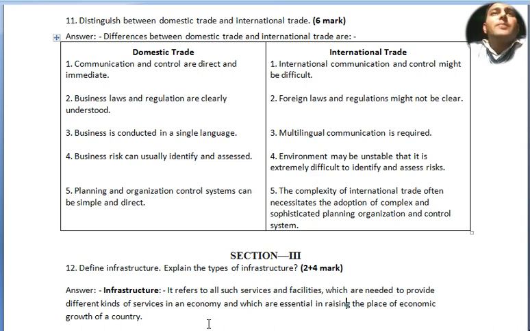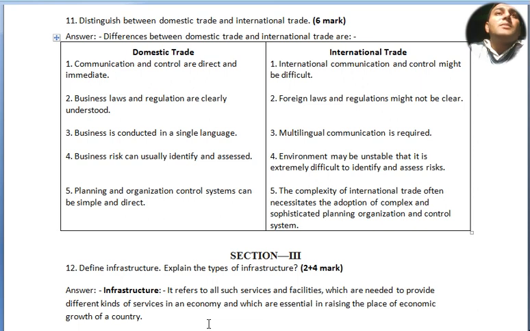Under domestic trade, point number 2, business laws and regulations are clearly understood. Under international trade, point number 2, foreign laws and regulations might not be clear. Under domestic trade, point number 3, business is conducted in a single language. Under international trade, multilingual communication is required.